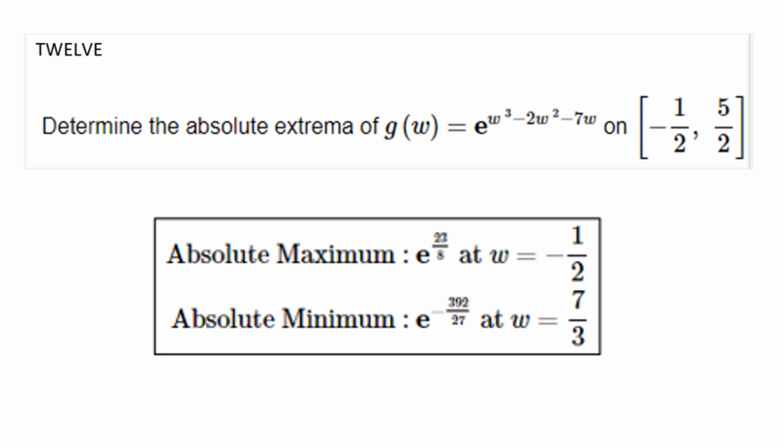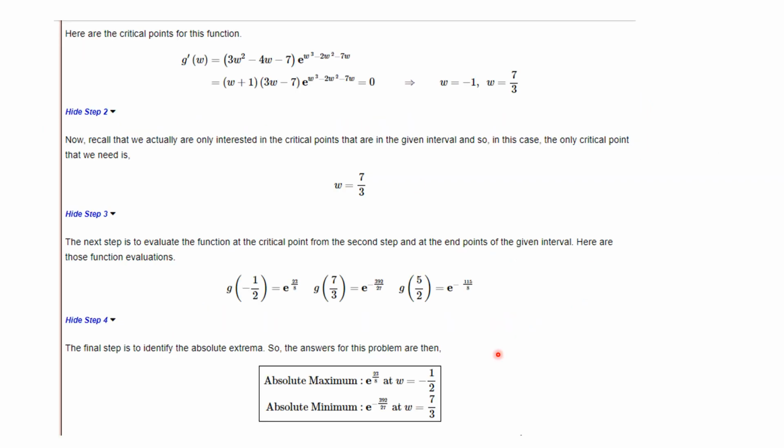Let's talk about how you solve this, though. What you will do is you'll take the derivative, so g prime using the chain rule is 3w squared minus 4w minus 7, and here's e to the w cubed minus 2w squared minus 7w. And we're going to factor this way and set it equal to 0.